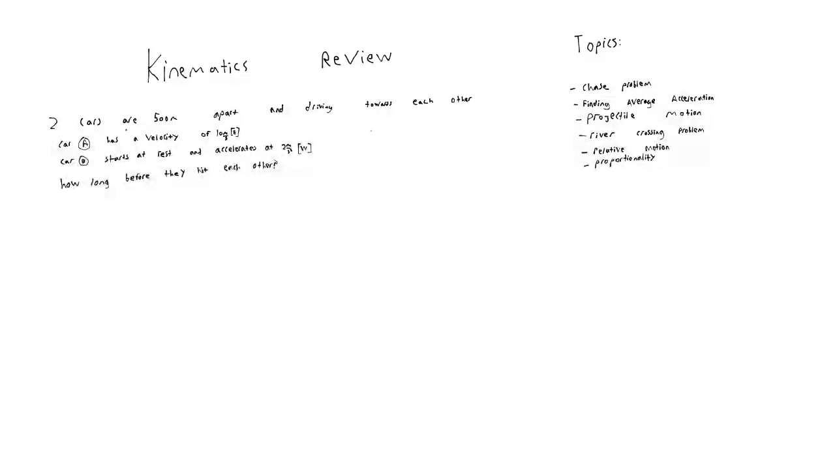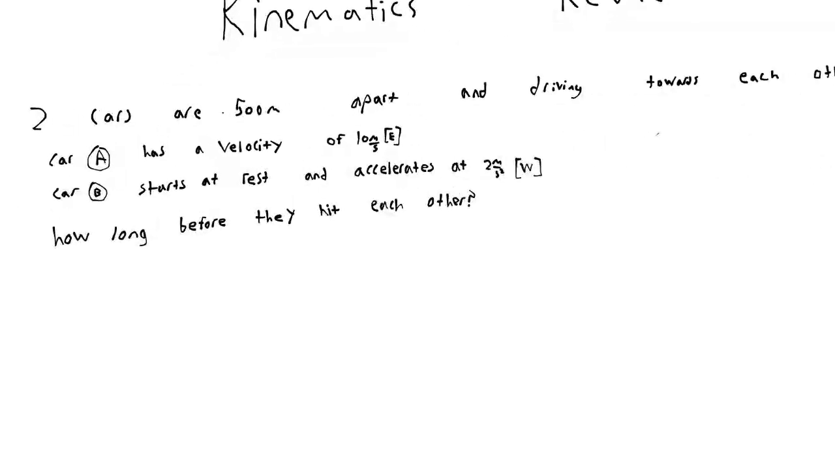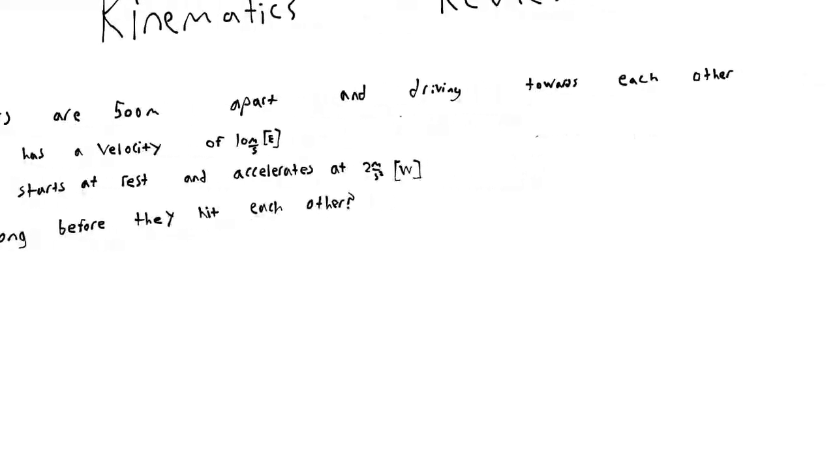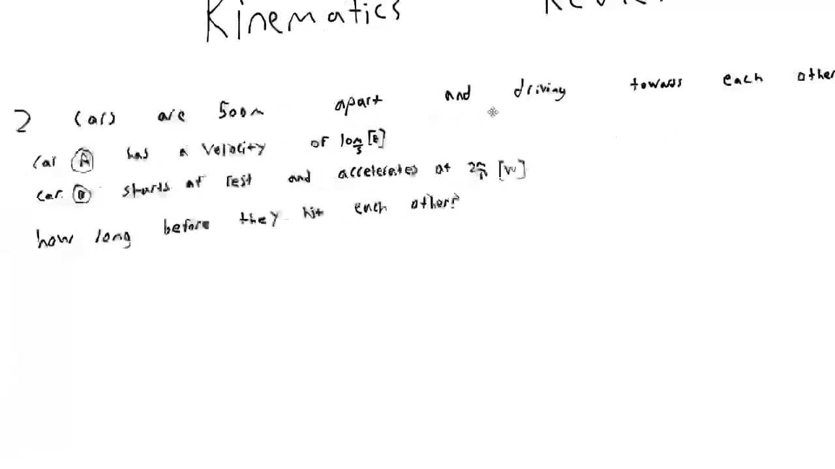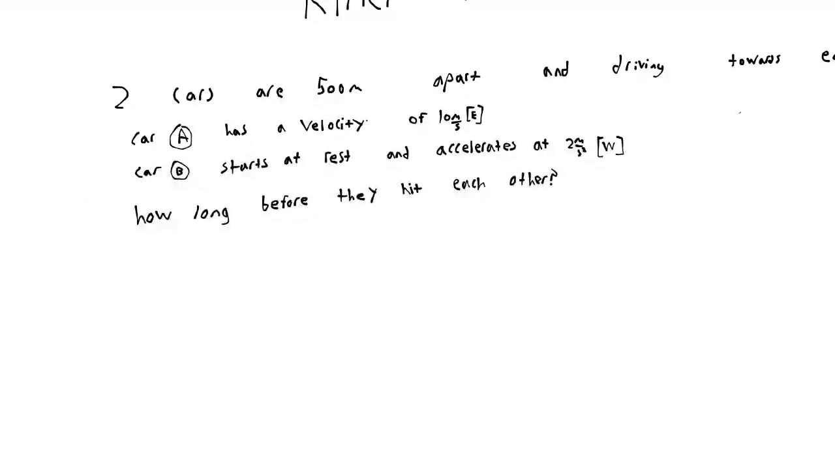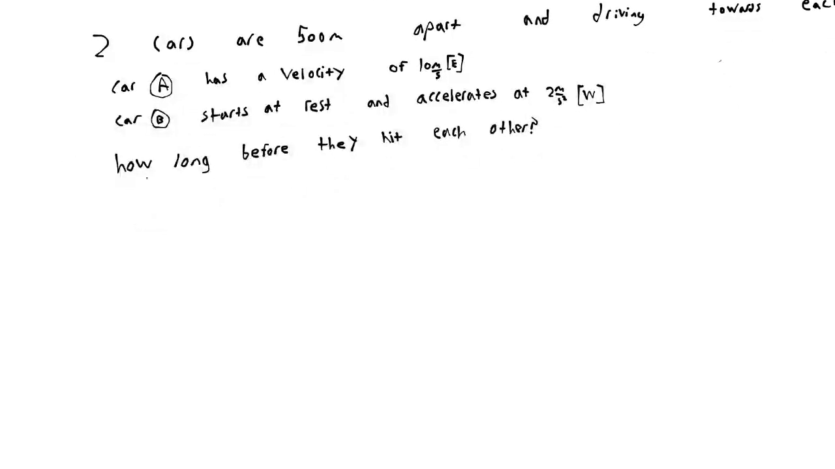So this is what the problem looks like. Two cars are 500 meters apart and they're driving towards each other. Car A has a velocity of 10 meters a second in the east direction, while car B is starting at rest and accelerates at 2 meters a second west. And then the question is how long before they hit each other.